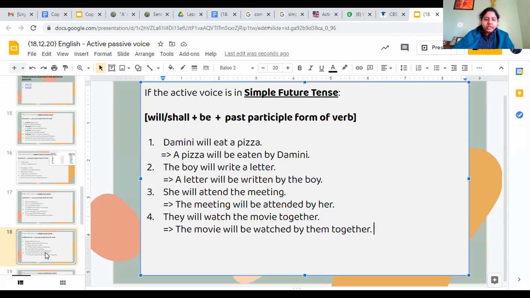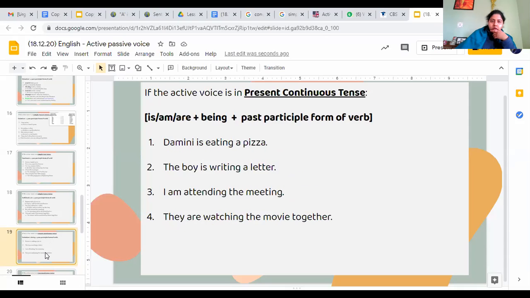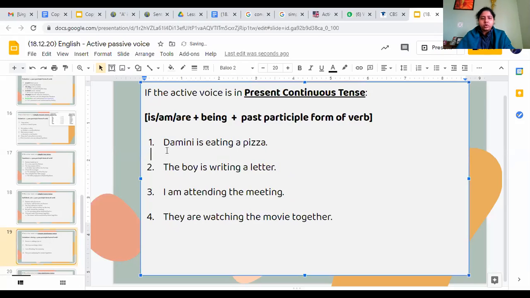Great. After simple future tense, we are going to move on to present continuous tense. ठीक है. Now we have done all the simple tenses. Simple present, simple past, simple future. तीनों हो गए. अब करेंगे present continuous tense. Let's quickly do this. So इसका form है is, am, are, being use होगा, and then the past participle form. So if I'll solve the first one for you, although I know a lot of you have already solved it, I will still do the first one for you.